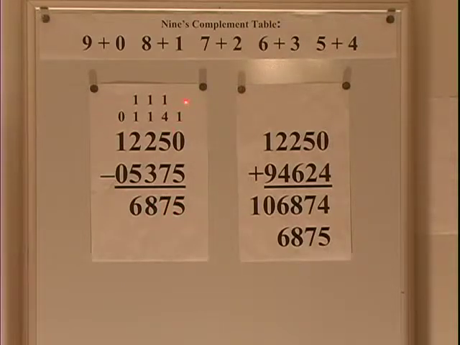How many operations did I do? 8 number transformations of the minuend. Then 4 hard subtractions. 5 from 10, 7 from 14, 3 from 11, 5 from 11. So I did 12 operations in order to get this difference, 6,875. All right, now we'll do it by the Nine's complement procedure.